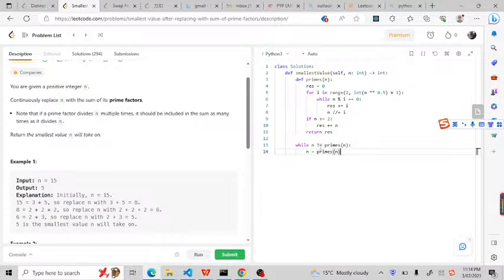Then we put the 6 inside. If 6 is not equal to primes of 6, which is 5, then n will be equal to primes of 6, so n will be 5. Here, 5 equals primes of 5. Because we cannot divide anymore, we just need to get the result.